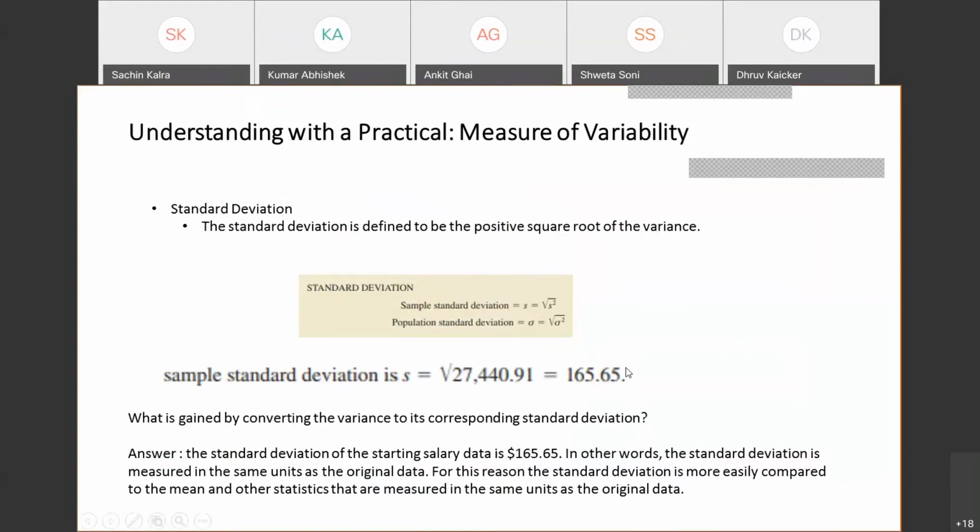The other data points I'm considering might change from a unit scale of $165 maybe. So to measure it in the same units as the original data, for this reason, the standard deviation is more easily compared to the mean and other statistics that are measured in the same units. So if I want to calculate the median of the salary, the mode salary, we can easily compare it, right? And the standard deviation and mean trade-off is taken as a quality assessment measure in Six Sigma standard industries.